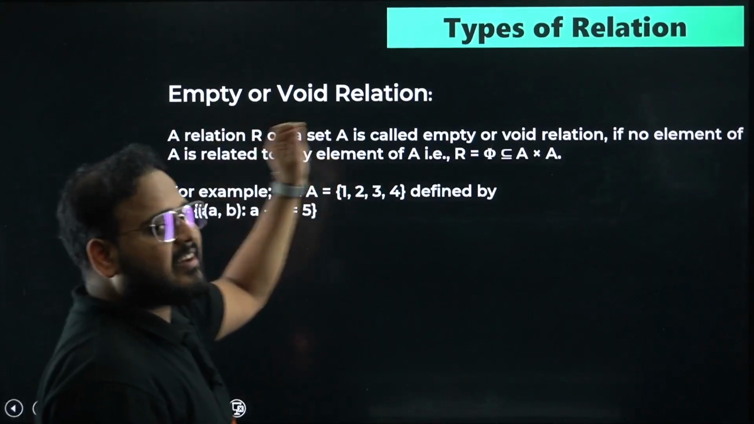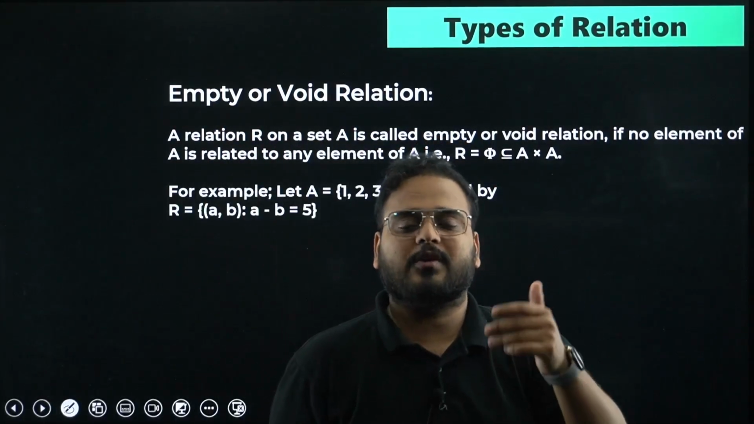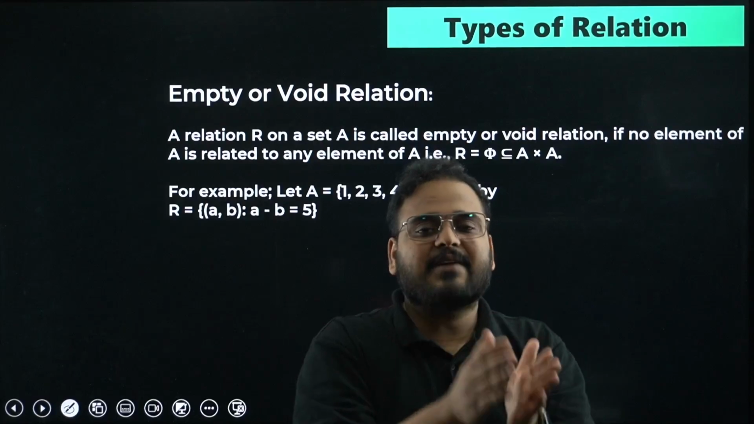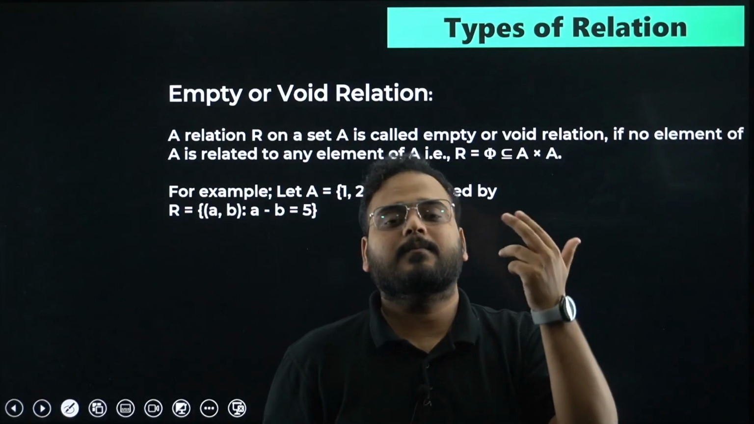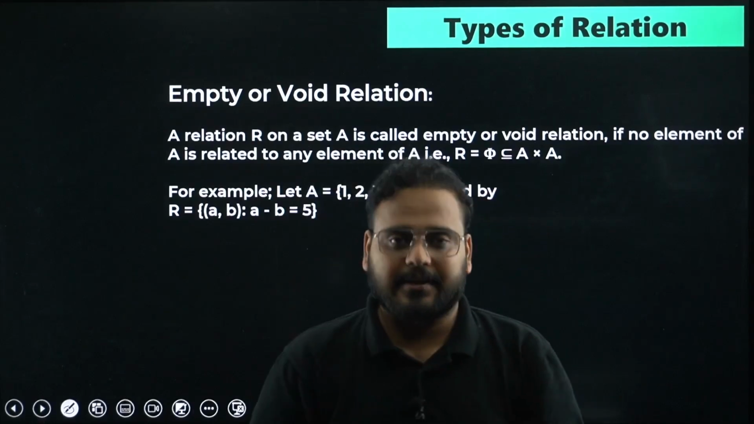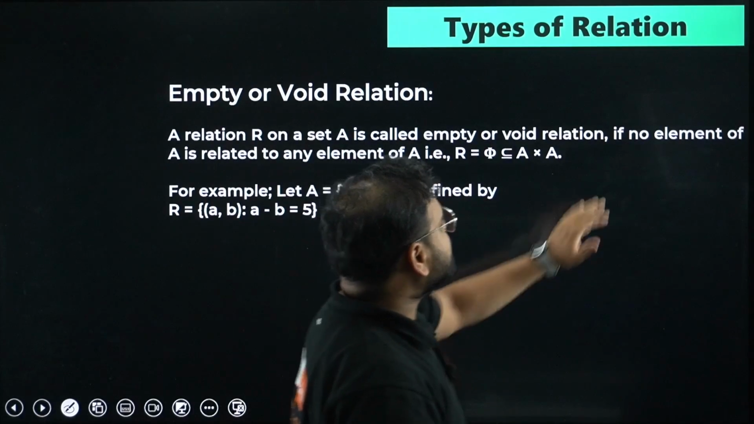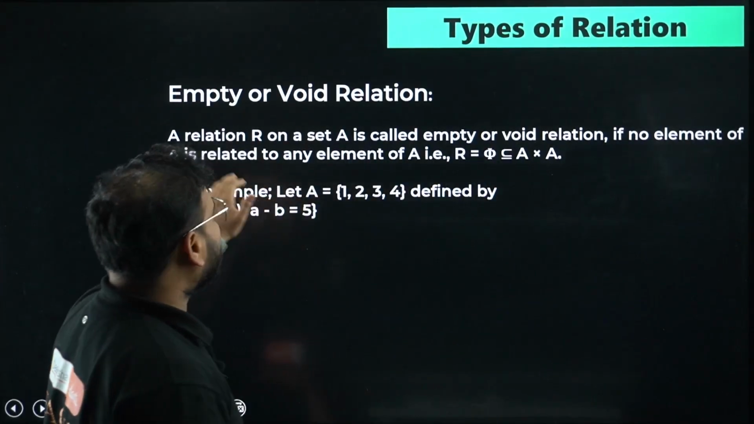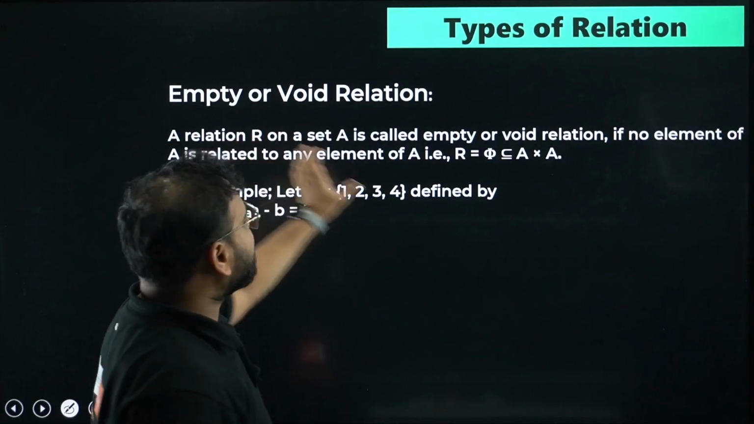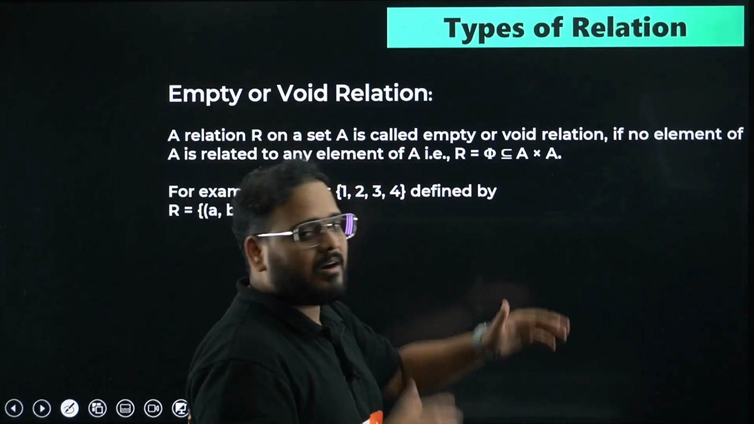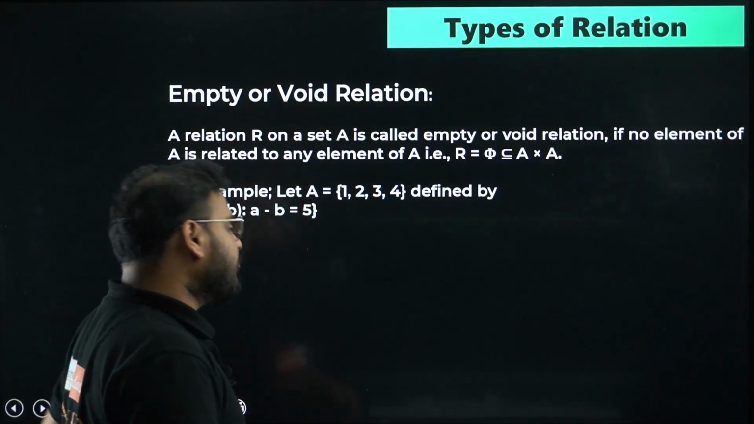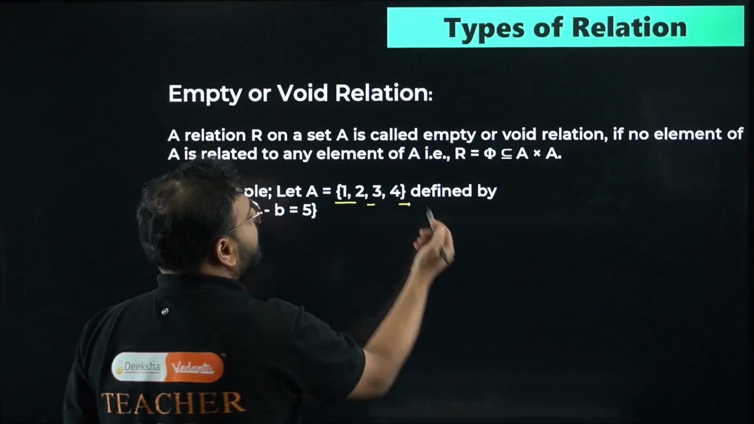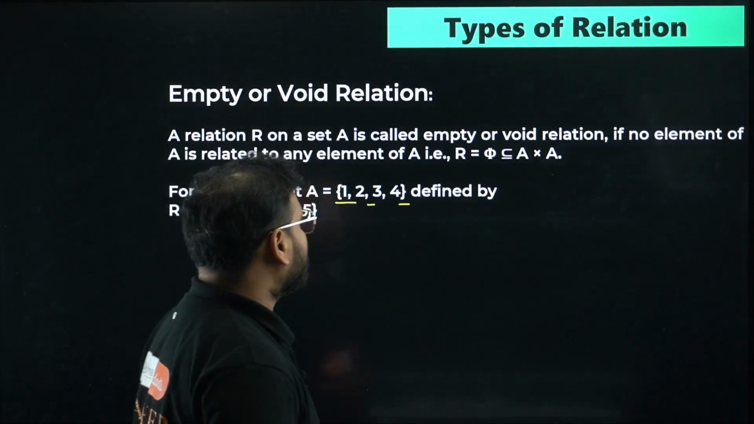An empty or void relation is a relation where, of course, to define any relation we need a set. Let's say I've taken a set A, and no element of the set A can be related to any other element of the set A. For example, if set A is defined as 1, 2, 3, 4, the elements are a total of 4 elements.